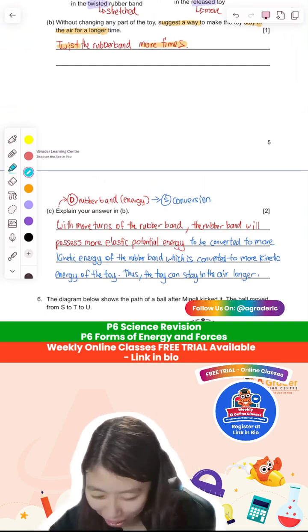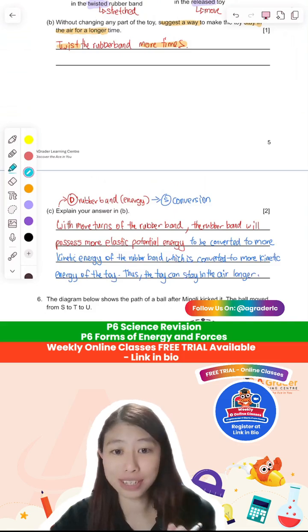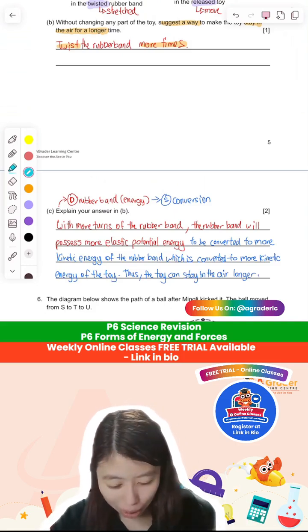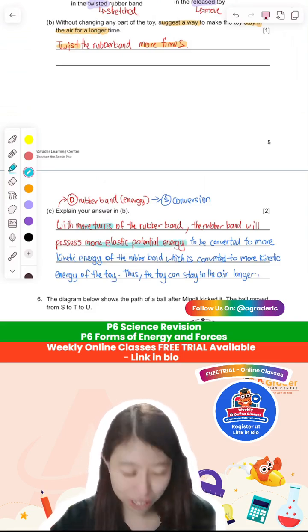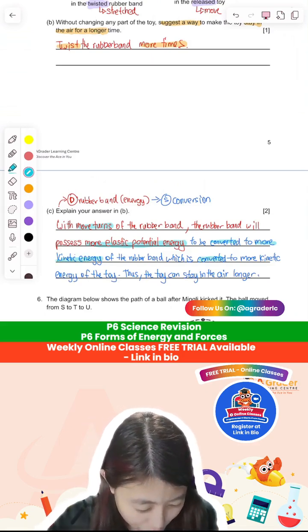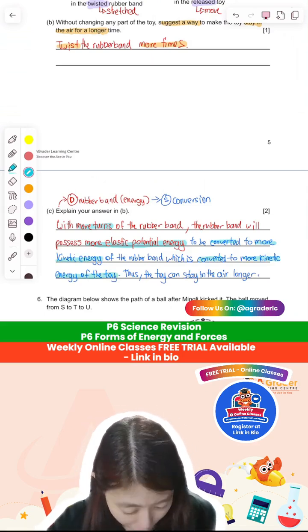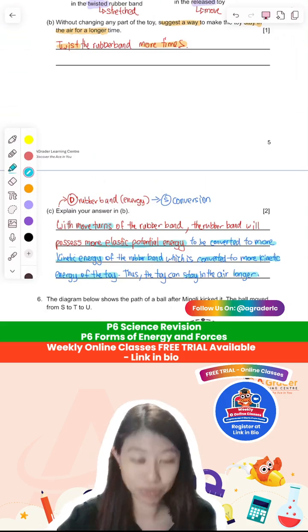Okay, all right, everybody, I'm going to highlight the key things that you all must write down in your answer to obtain your full marks. You all must mention more turns. There'll be more elastic potential energy, converted to more kinetic energy, converted to more kinetic energy of the toy. Okay, so it can stay longer in the air.